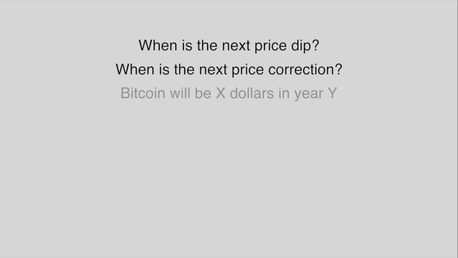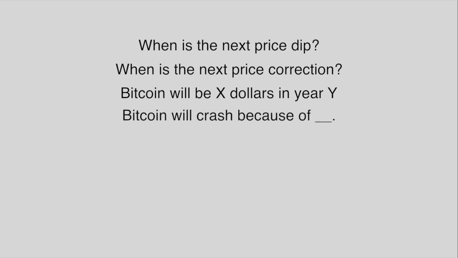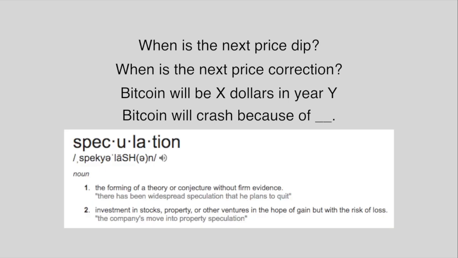Many people ask questions or make statements like, when is the next price dip? When is the next price correction? Bitcoin will be X dollars in year Y. Bitcoin will crash because of blank. These statements are examples of speculation, which is defined as investment with the hope of gain, but with the risk of loss.